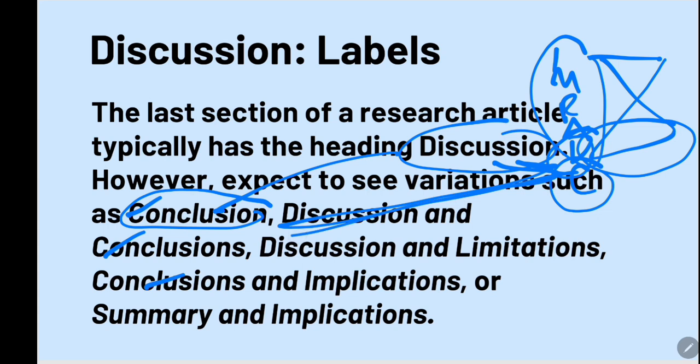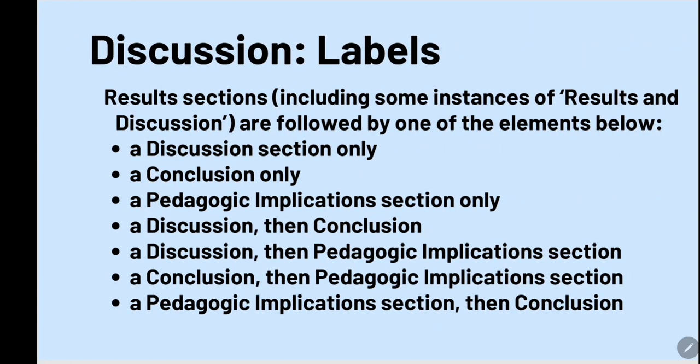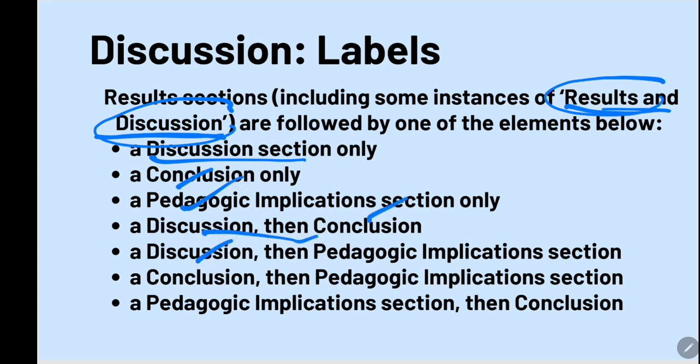Then again, let's take a look at this next set of differences where the results section may have instances when both results and discussion are included. So in this situation wherein the results contain both the results and discussion, the discussion section may have the terms conclusion, pedagogic implication section, discussion then conclusion, discussion, pedagogical implications, conclusion, pedagogic implications, or pedagogic implication section then conclusion. So you might get confused by all these particular terms.